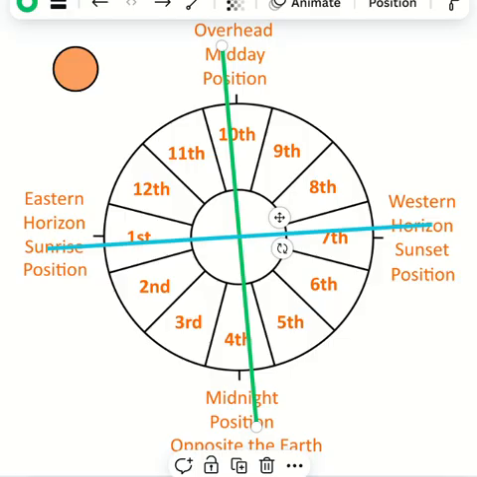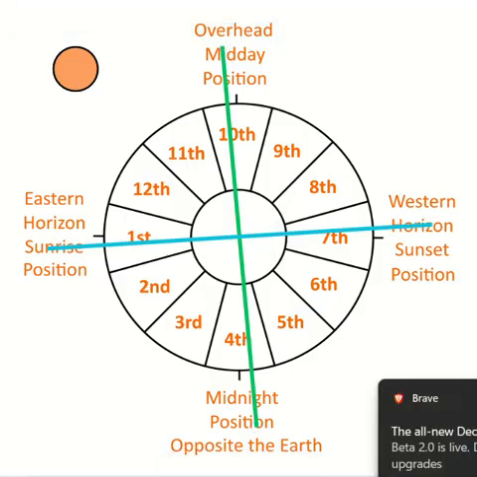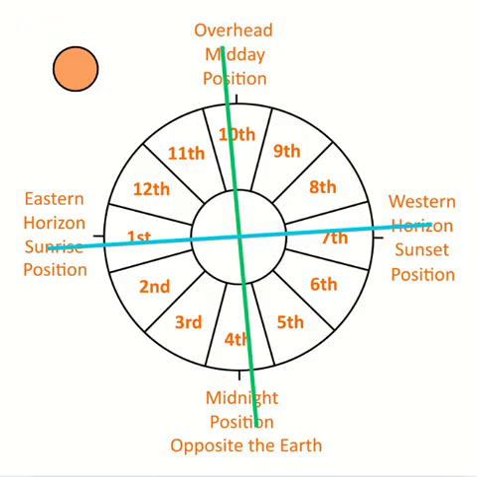And usually midheaven is connected to career, and it's also connected to the 10th house. And this is the significance of looking at things from circular charts compared to the many other kinds of designs. I hope it makes sense.